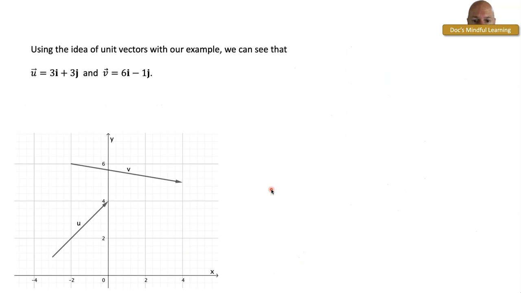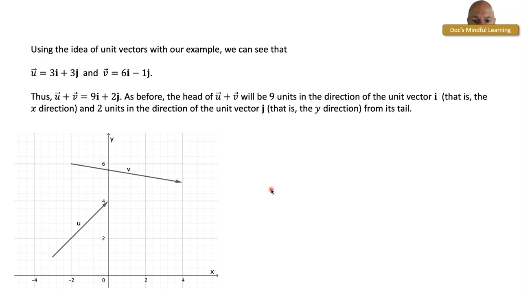So coming back to our original problem, instead of writing u in column form as 3 and 3, we would write it as 3i plus 3j. So that translates as 3 in the x direction plus 3 in the y direction. And v is 6 in the x direction and 1 in the negative y direction. Add those together, 9i plus 2j. So once again, we get the same result as expected.